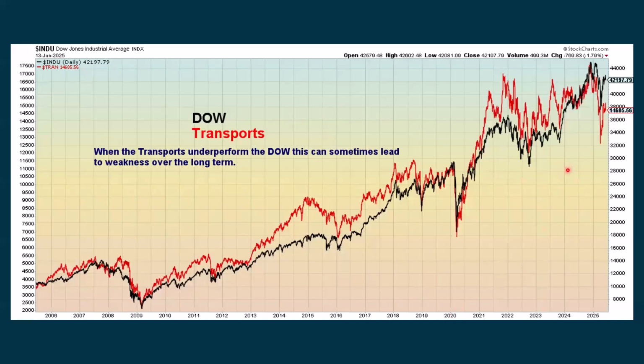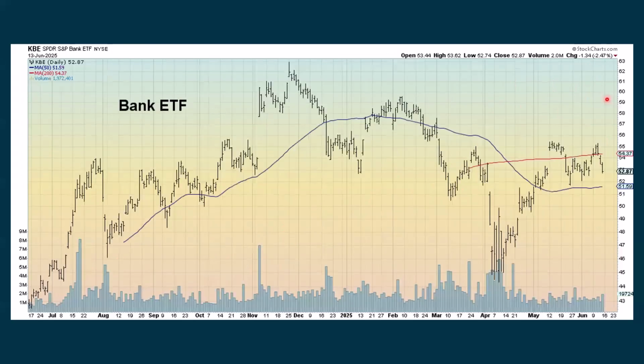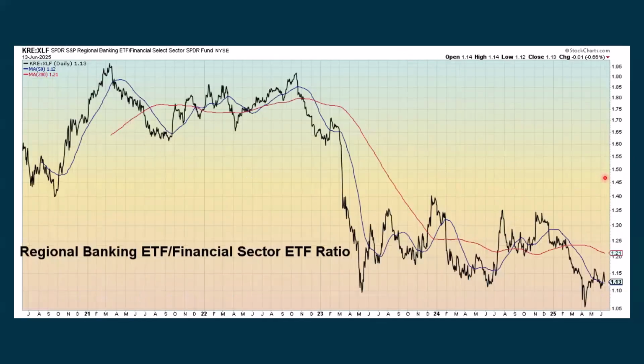The Dow and the transports, when the red line's below the black line, that means the transports are underperforming, and they've continued to struggle. So as the Dow is also struggling, but it's doing better than the transports. The bank ETF, it was looking more positive right now. We actually got back above the 200-day moving average. Well, in Thursday and Friday session, we dropped back down below the 200-day moving average. And we're keeping a close eye on the financial sector to the S&P, which is showing some weakness.